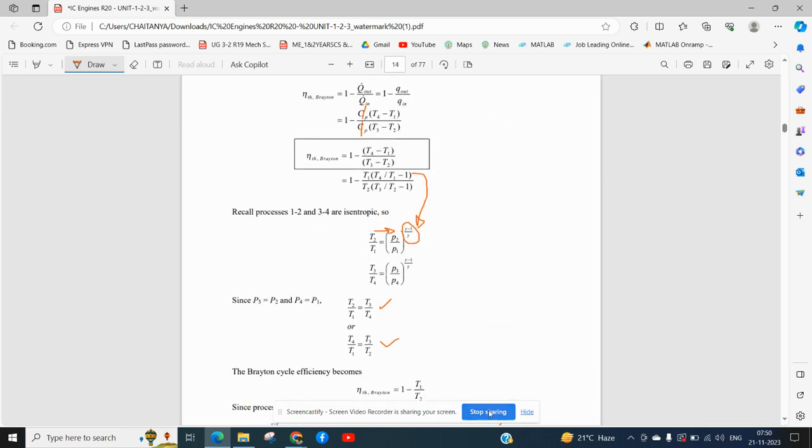In the next topic we will see the working of the four-stroke petrol engine.